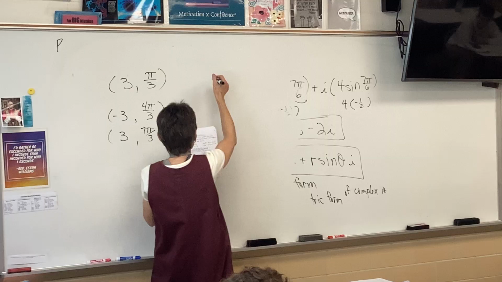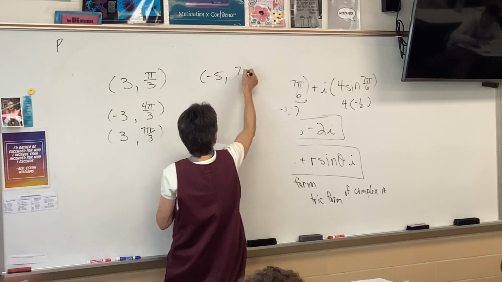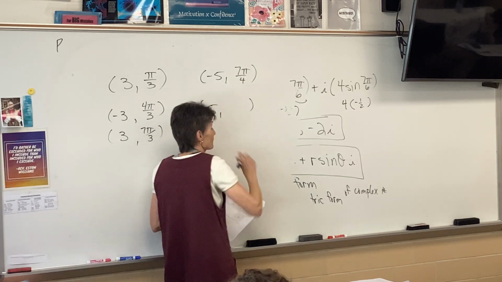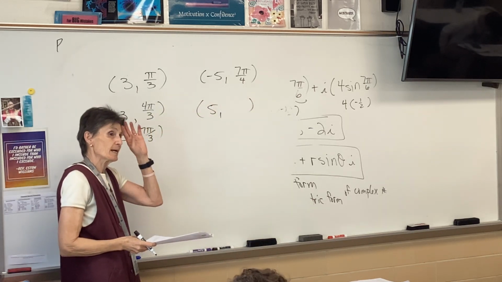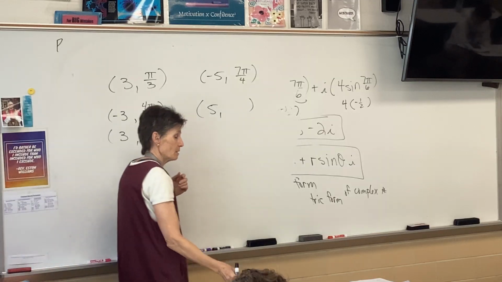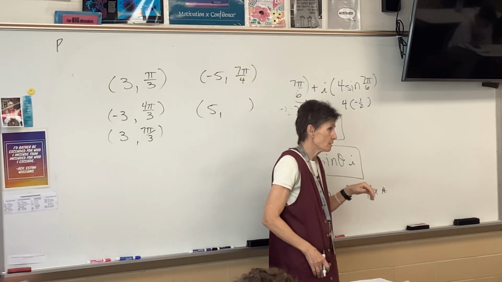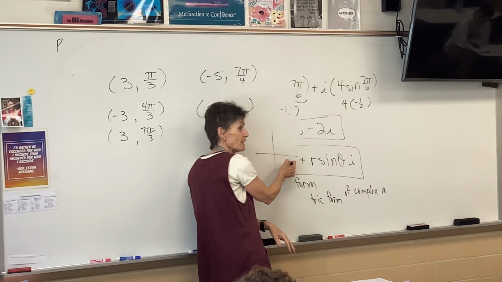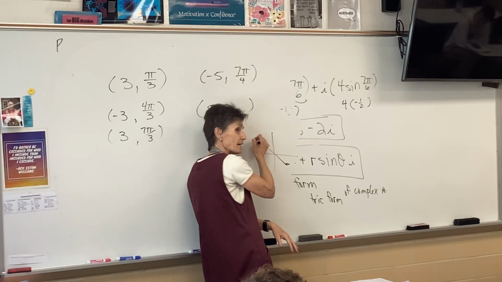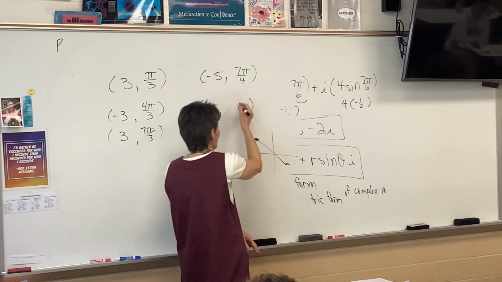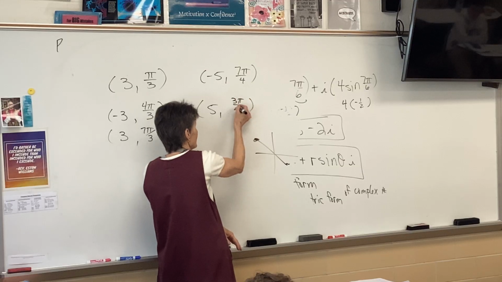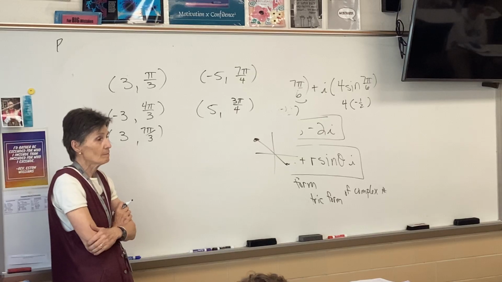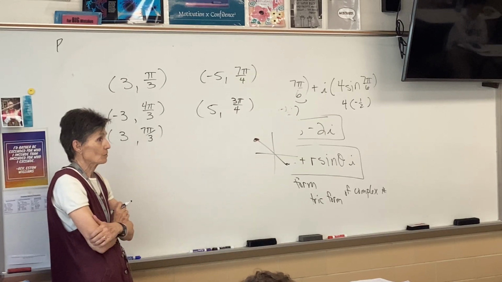All right, next point is negative 5, 7 pi over 4. Well, I'm going to fix that right now. I do not like negative r's. Where's 7 pi over 4? Down here in quadrant 4, right? So if I change the sign, then I'm going to have to move my angle over here. What will that angle be? 3 pi over 4. And that's where I'm going to plot my point. 3 pi over 4 is your angle, out 5 circles.